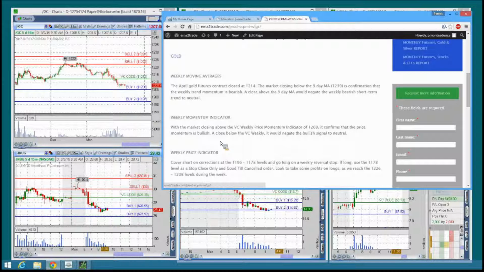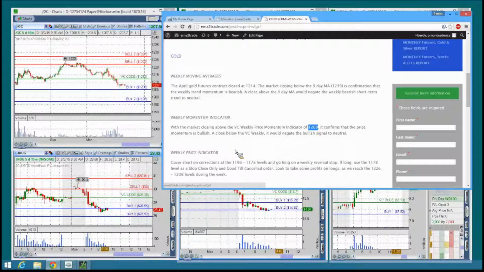The weekly momentum indicator is the algorithm that we use that identifies for us the metrics for the week, the pivot point for the week. And with the market closing above the VC weekly price momentum indicator of 1208, it confirmed that the price momentum was bullish coming into this week, starting on Sunday night on the Globex. And it also told you that if it closes below 1208, that it would negate this bullish signal to neutral.